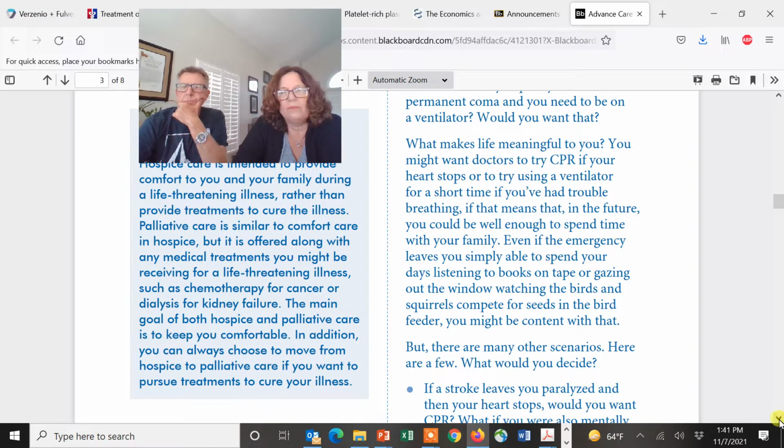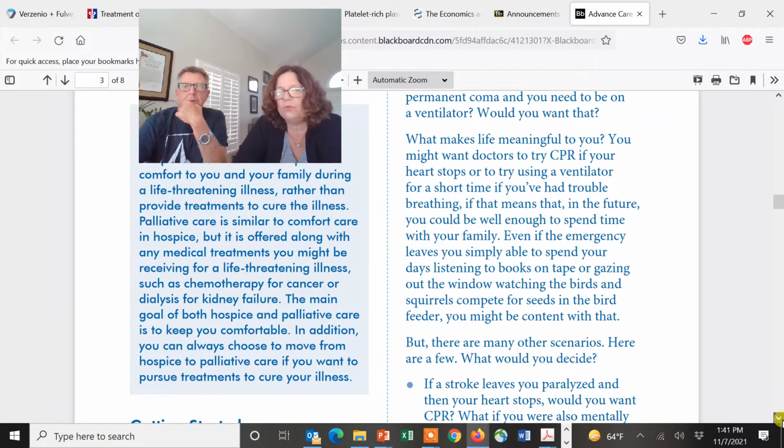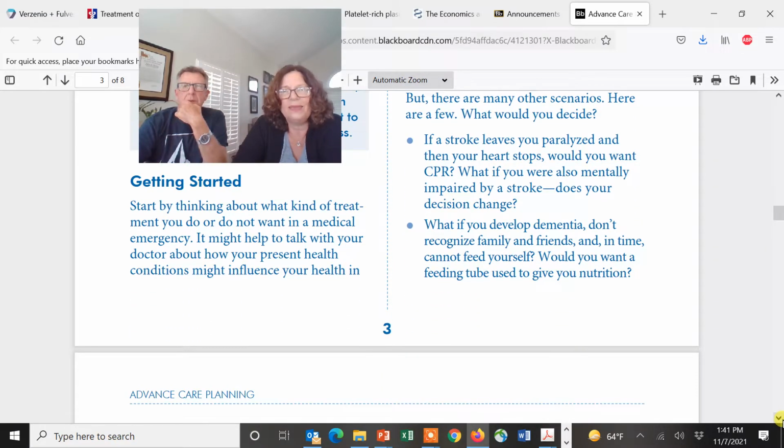So if you were paralyzed and your heart stops, do you want to have CPR? If you have a terminal condition and you develop pneumonia, do you want to be treated with antibiotics? Dementia is a very hot issue, because dementia can be a long, slow decline, and people who have dementia are sometimes not able to make decisions for quite a few years before they die.